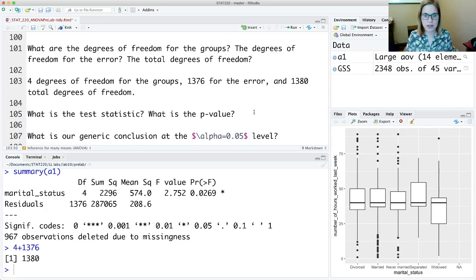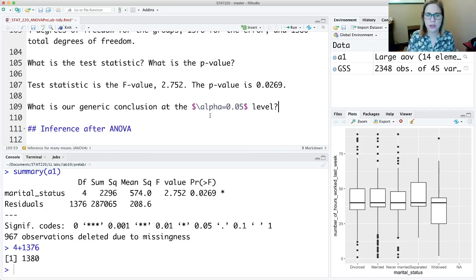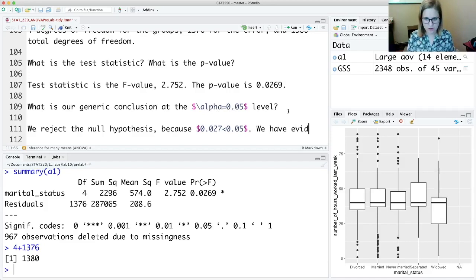And then the next question is, what is our test statistic and what is our p-value? In this case, our test statistic is an F value. So the test statistic is the F value, 2.752. The p-value is 0.0269. And then what is our generic conclusion at the alpha equals 0.05 level? We reject the null hypothesis because 0.027 is less than 0.05. We have evidence to suggest that at least one of the mean number of hours worked is different.